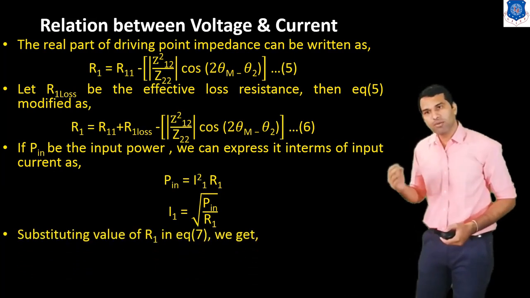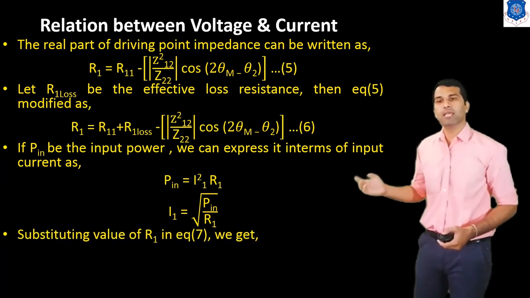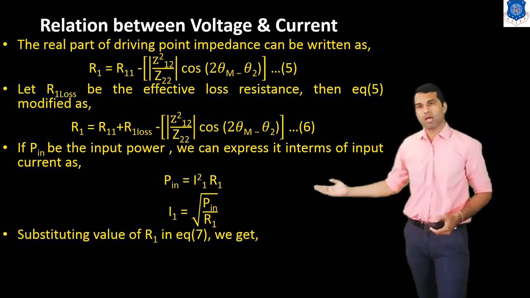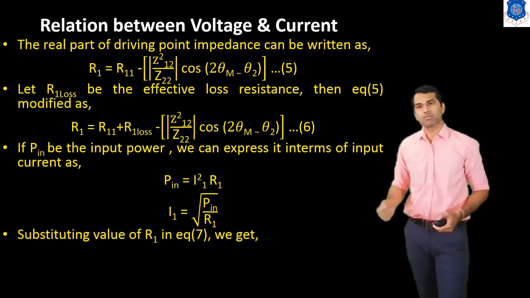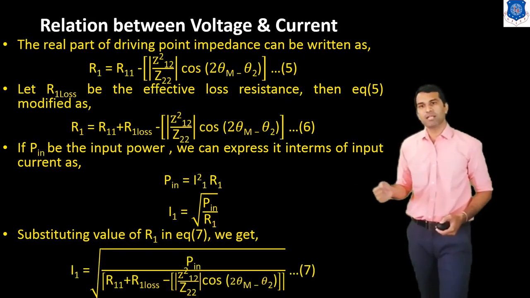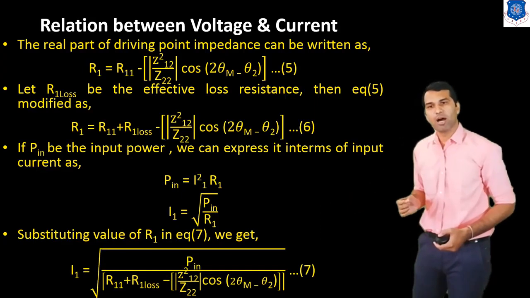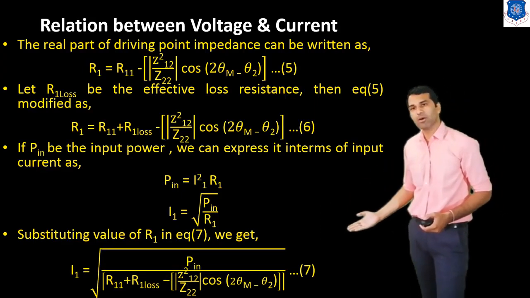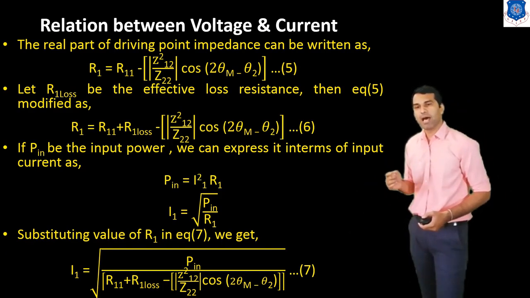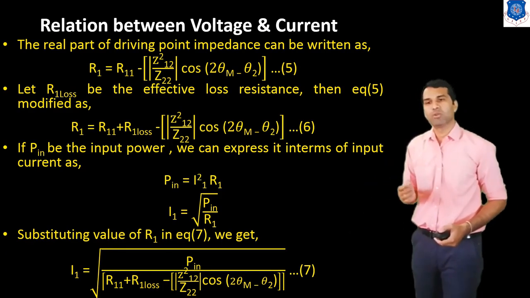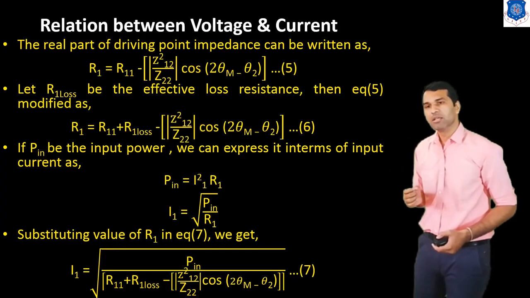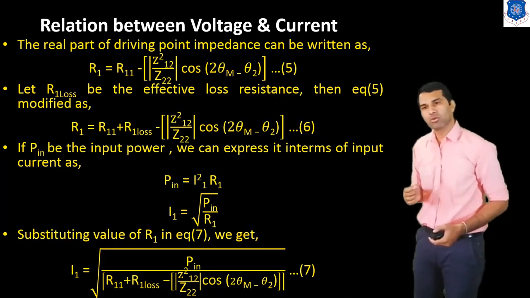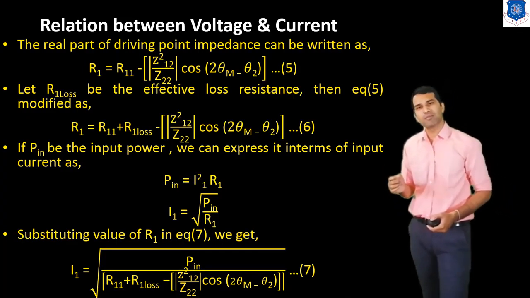Now we substitute the value of R1 in equation number 7. So we give this equation for I1 as equation number 7. So we can write I1 is equal to under root of Pin, and now we put the value of R1. So we can write R11 plus R1 loss minus Z12 square upon Z22 cos 2 theta m minus theta 2.